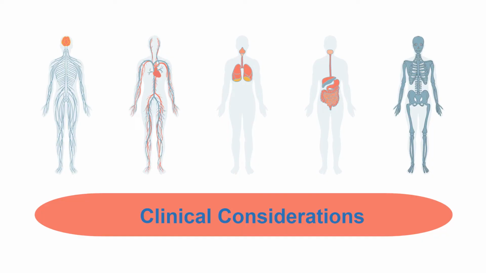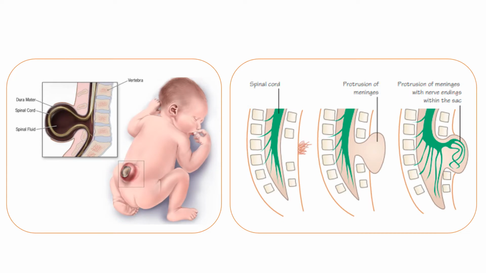Okay, so let's take a minute to discuss the clinical considerations if anything goes wrong during these parts of development that we just discussed. So, the most common congenital abnormalities of neurulation are going to be associated with neural tube defects. Remember how I said the neuropores at the cranial and caudal ends of the neural tube are the last to close? So, defects are most likely to occur at those cranial or caudal ends.